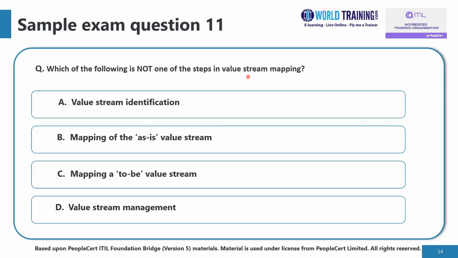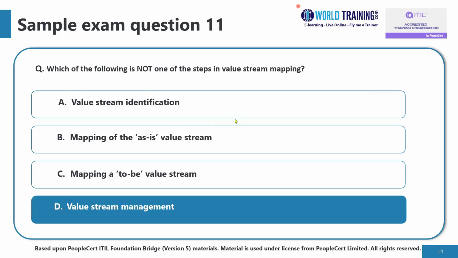Choice A is part of the value stream mapping. It basically includes the following steps: value stream identification, then mapping the as-is value stream, then analyzing the value stream, then mapping a to-be value stream, then planning and implementing improvements. Therefore, due to this explanation, A, B, and C all are incorrect because these are steps in the value stream mapping. Choice D would be the correct answer.